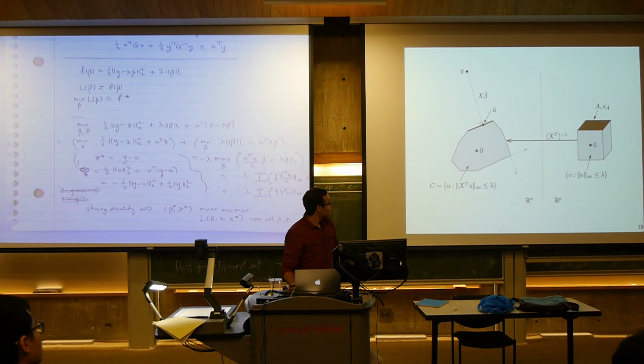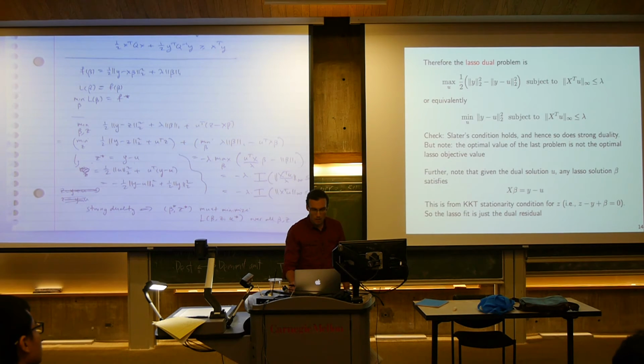There's some relationship between the primal and the dual here that's nice, and I think I'm going to skip it because we don't have much time. But it turns out this is an example in which this problem is easier to study mathematically in many ways than the lasso problem.